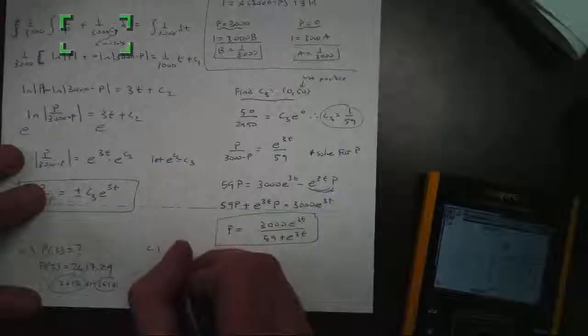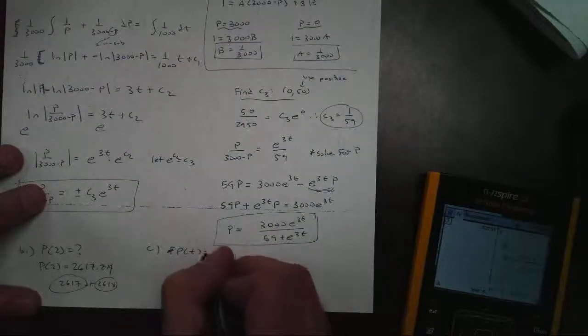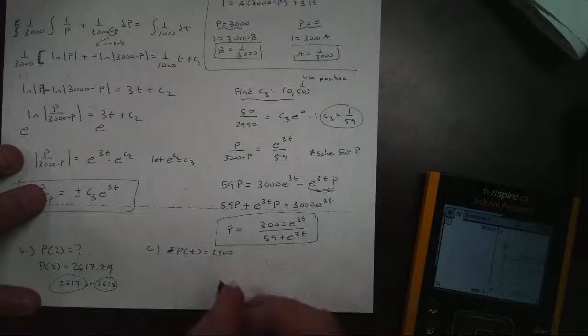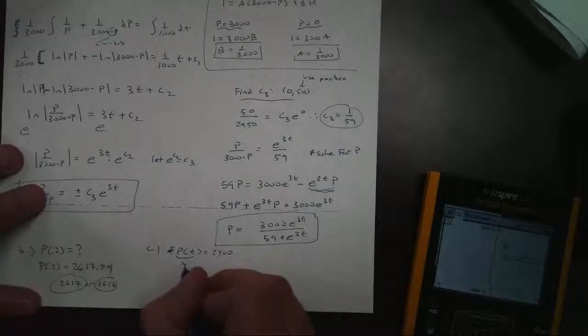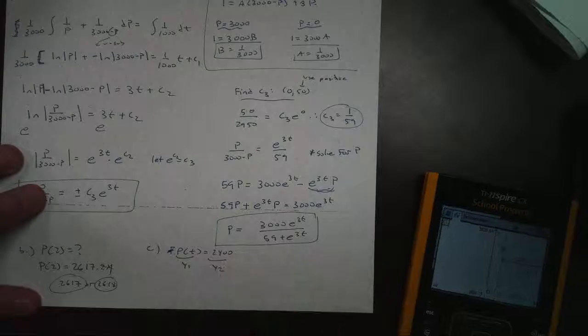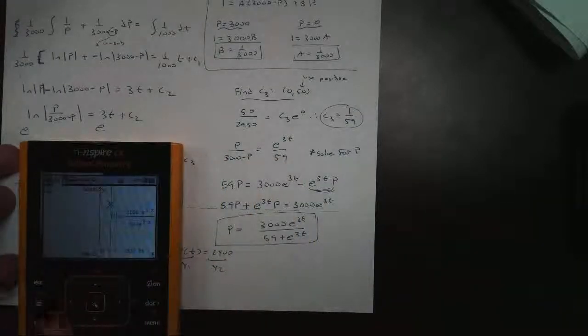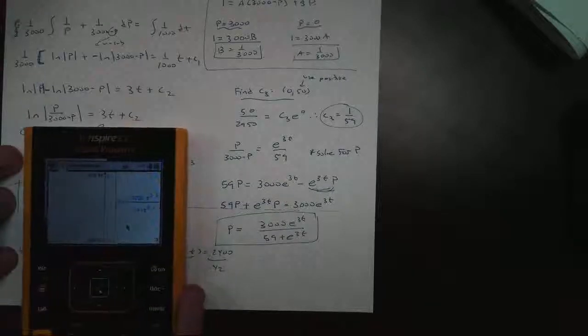So that's easy. We can take our P of t this time and set that equal to 2,400. Well, we already have that for Y1. Just plug that in for Y2. So I go to tab. There we go, Y2. I'm just going to type in 2,400. Enter. And what I'm going to do is find the intersection.